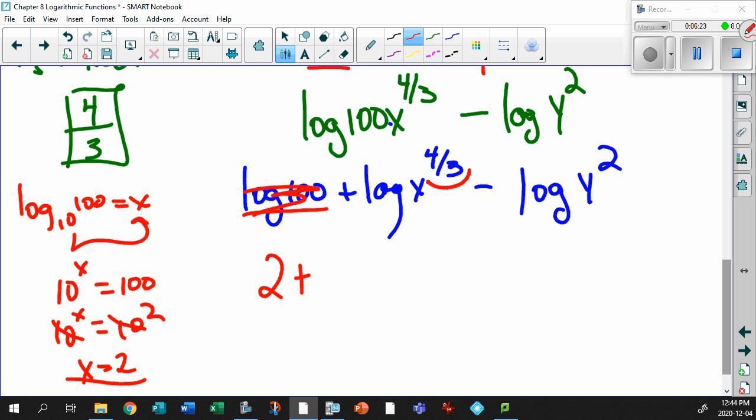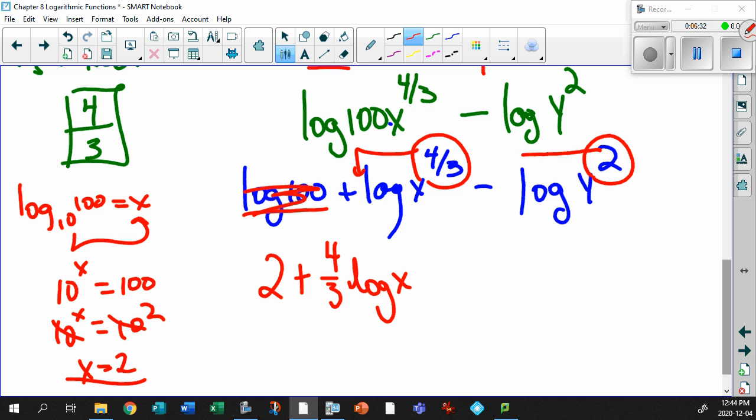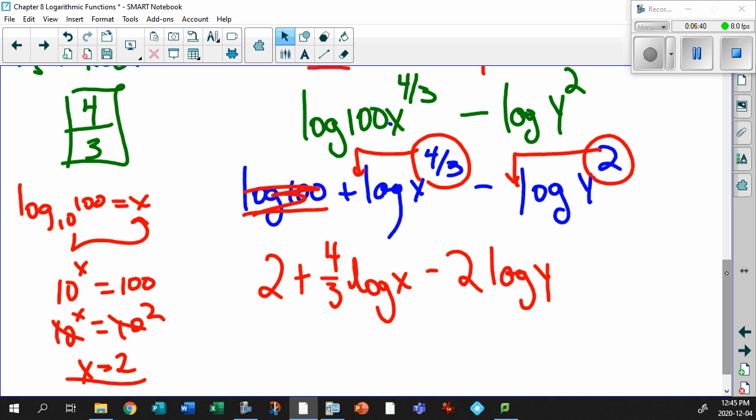Plus, take this power, move it out, 4/3 log x. Take this power, move it out. Minus 2 log y. What a really cool way of playing around with logarithms. Now we can expand and we can simplify. It's just so much fun. And we're all going to put that into use in the very next couple of podcasts. Stay tuned.